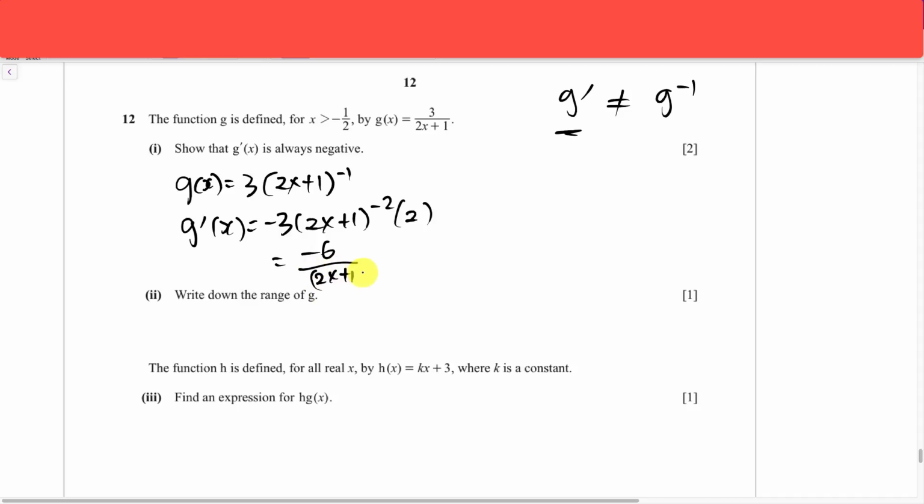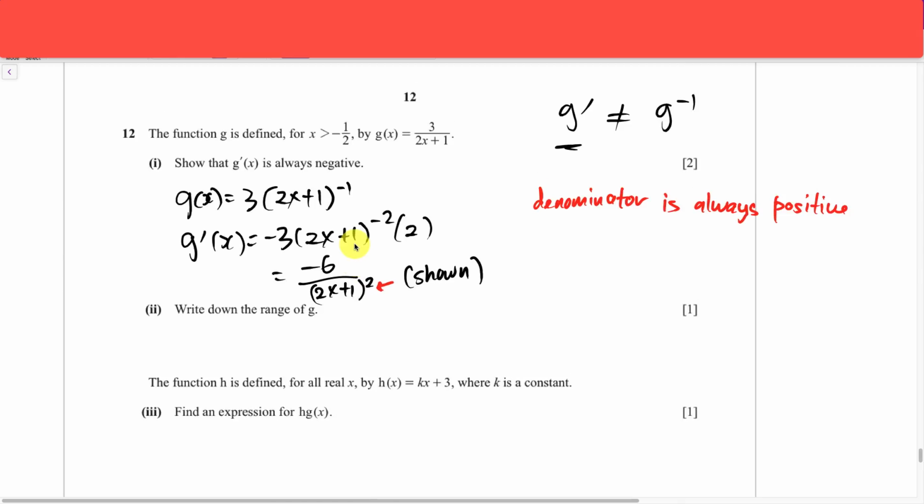So which is negative 6 over 2x plus 1 square. And then they ask you to show that it's always negative. Normally until this step I will write a show. But if you want to know why it's always negative, you can realize the denominator is square, right? I will say because the denominator is always positive. Because when denominator is always positive, your numerator is negative. This is the reason why you will always get negative.